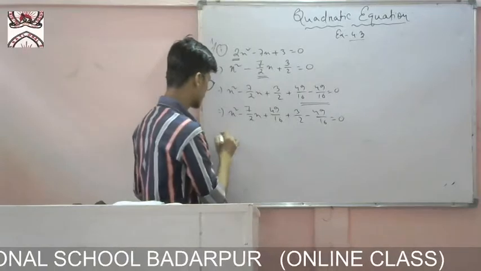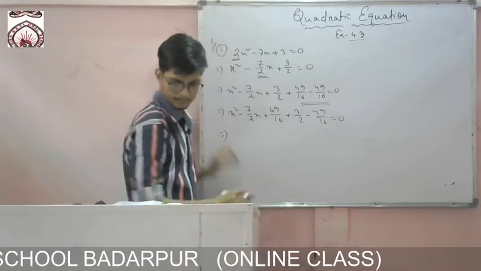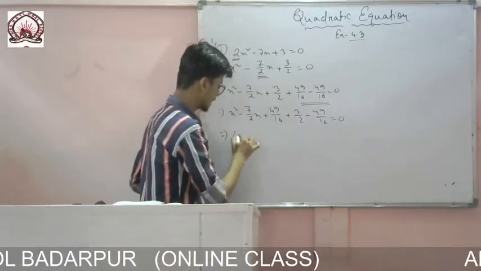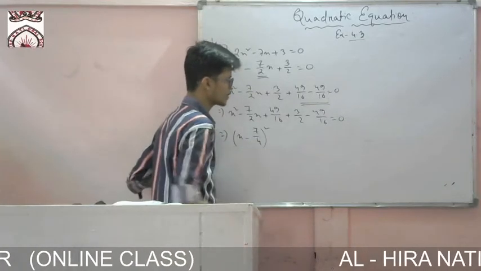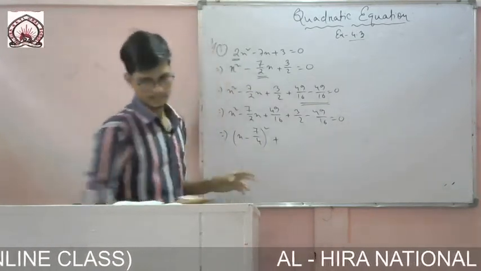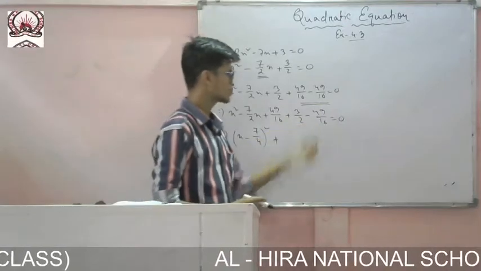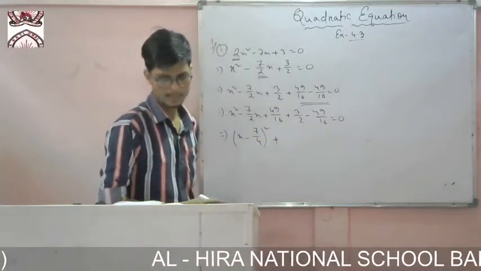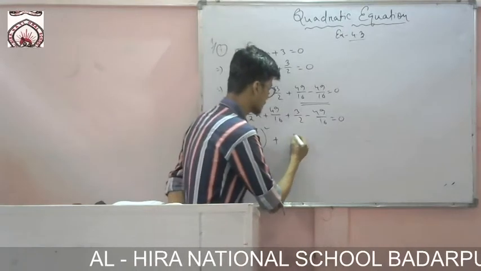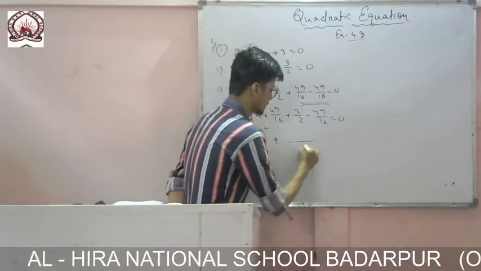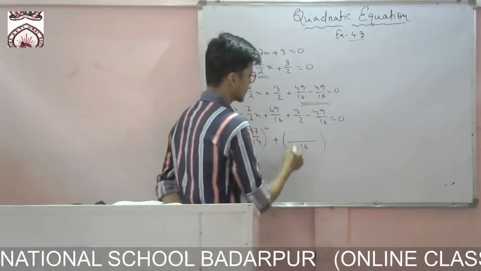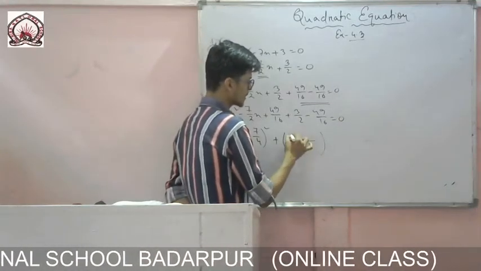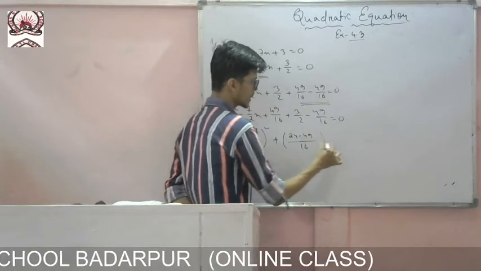I can write it as (a minus 7 by 4) whole square, that is (x minus 7 by 4) whole thing square, plus 3 by 2 minus 49 by 16. If I take the LCM here, it will be 16. I am solving this part: 2 8s are 16, 3 8s are 24, minus 49.